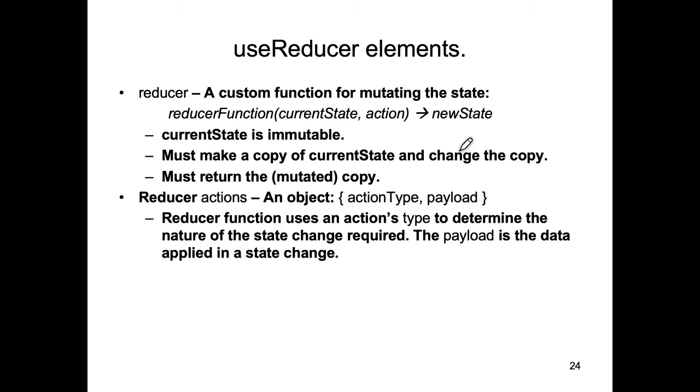These reducer actions are just actions. They tend to be just objects. And again, these are custom. These are specific to your particular React application. They're objects, and they tend to have just two key value pairs. One is stating what the nature of the action is, what type is the action, and the other is any data associated with that action, which we call the payload.